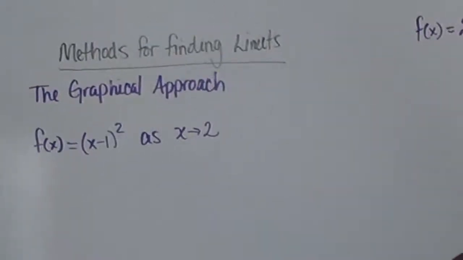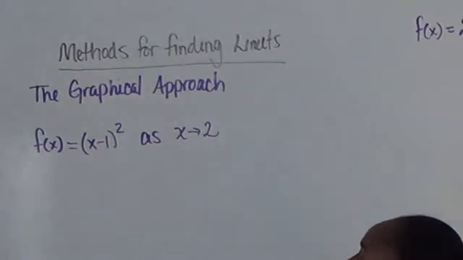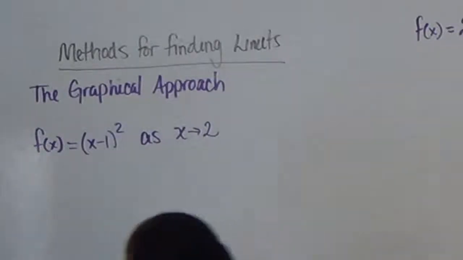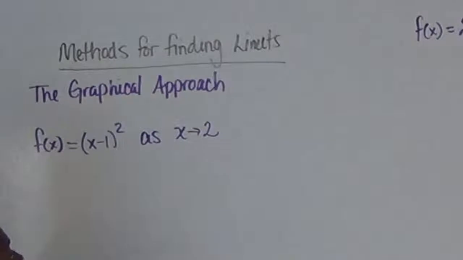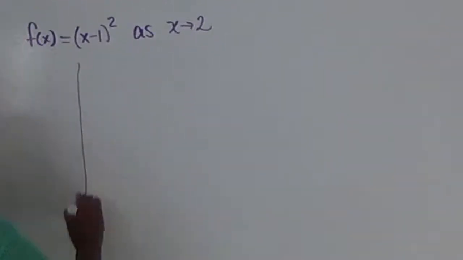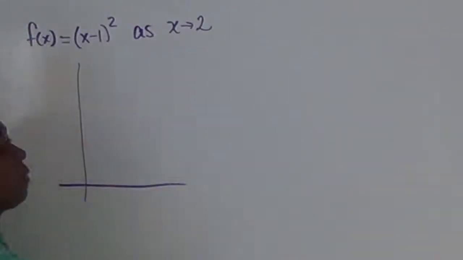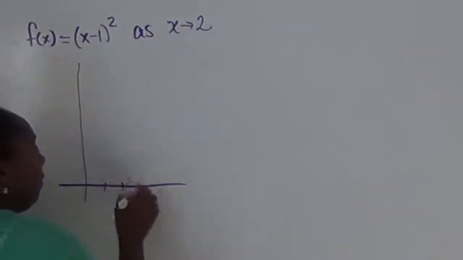In our first example, we're going to look at f of x equals (x minus 1) squared, and we want to find the limit as x approaches 2. The first thing we want to do is get the graph of the function. Because this one is a parabola, we know what the graph is going to look like. If you don't, this is an easy enough one that you can plot some points or find the vertex and do some of those other methods to find your graph.